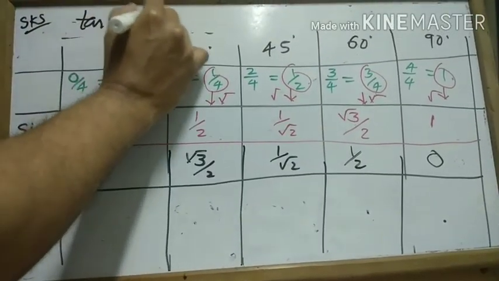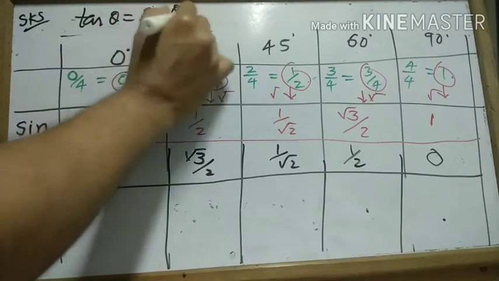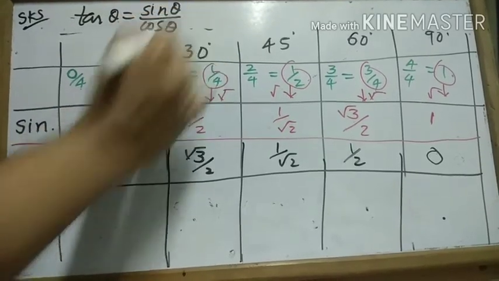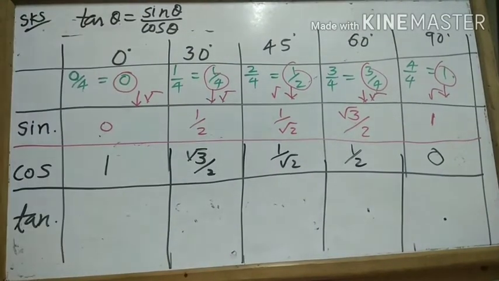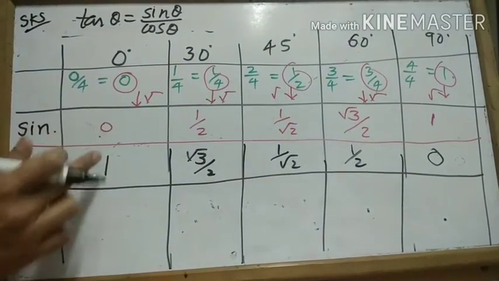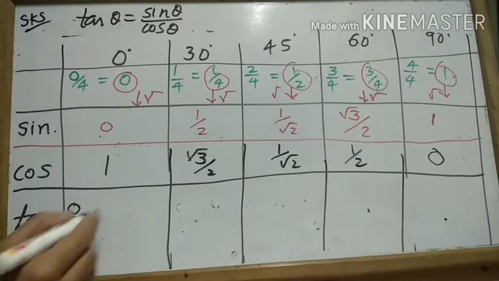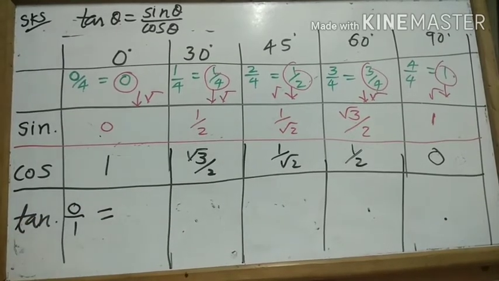Tan theta is nothing else but sine theta divided by cos theta. This was the fourth result we did. Tan theta is equal to sine theta upon cos theta. Sine theta divided by cos theta, that is 0 upon 1. 0 divided by any non-zero number, answer is 0.